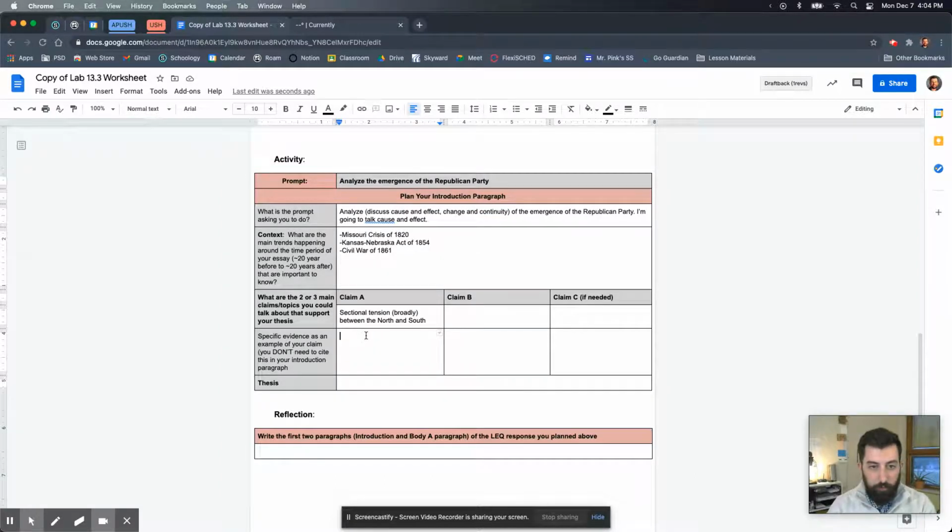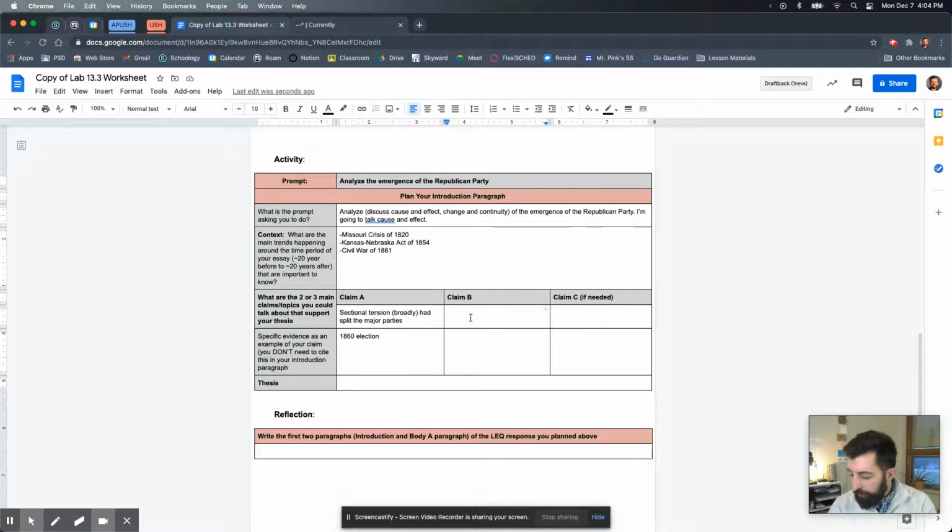So my evidence for the sectional tension, broadly speaking, between the two of them, is, well, I'm going to modify this just a little bit and say that, rather than saying between the North and the South, sectional tension had split the major parties. Okay, so I'm already modifying as I go, and that's perfect. So sectional tension had split the major parties. My evidence is going to be the 1860 election, where we had the 4 different candidates, the 2 northern candidates and the 2 southern candidates. So that's going to be my specific evidence.